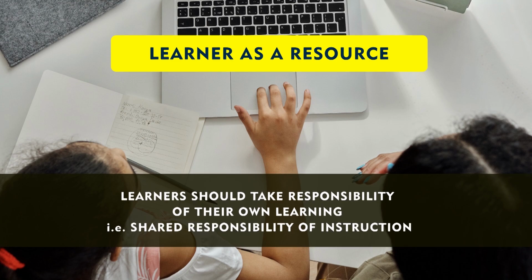And when we use learners as a resource, in such a situation, learners should take more responsibility for their own learning. So there is a shared responsibility of instruction. In traditional teaching learning, the responsibility for the instruction is only on the teacher, but in the present situation where we are going to use the learner as a resource, learners share the responsibility for the instruction and learning.